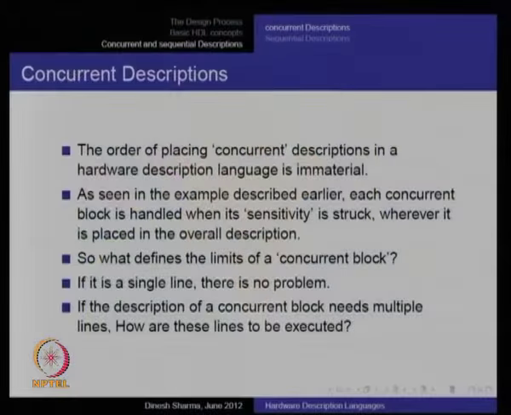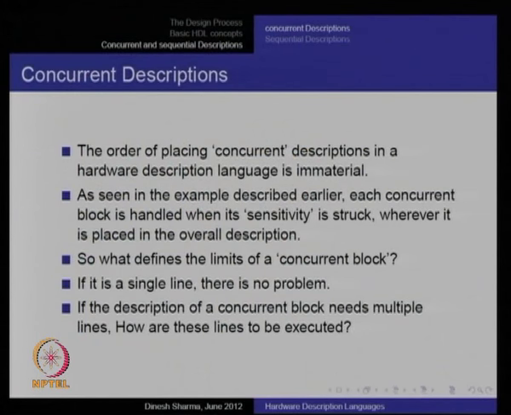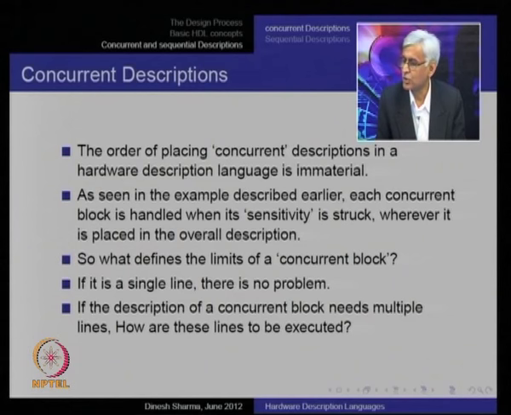So, let us look at it from a different point of view. We have seen that the order of placing concurrent descriptions in a hardware description language is immaterial. As we had seen in the example described earlier, each concurrent block is handled when its sensitivity is struck, wherever it is placed in the overall description. So, what defines the limits of a concurrent block? If it is a single line, there is no problem, you just execute that line and you are done with it. If the description of the concurrent block needs multiple lines, how are these lines to be executed?